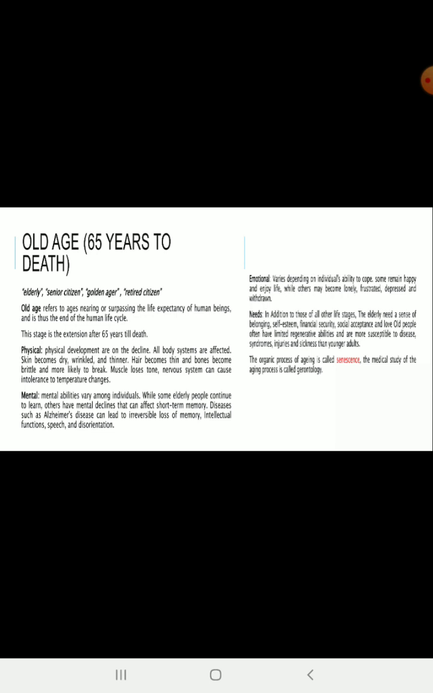The organic process of aging is called senescence. The medical study of the aging process is called gerontology. In the stage of above 65 years, they are in old age. That means he or she is called a senior citizen or golden ager.